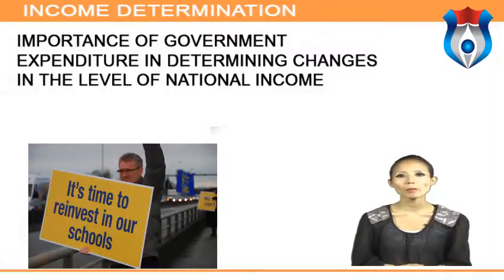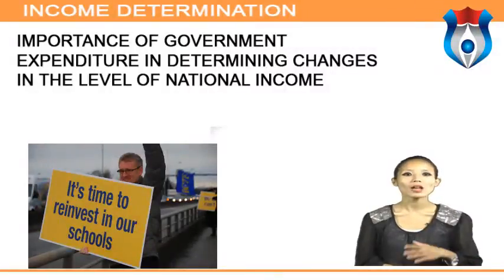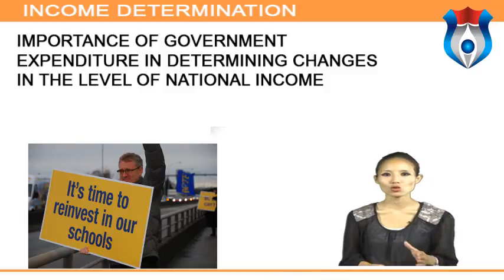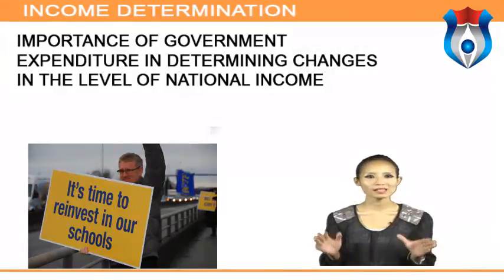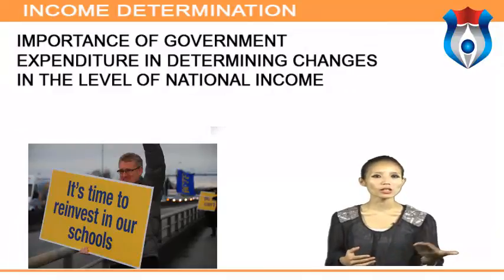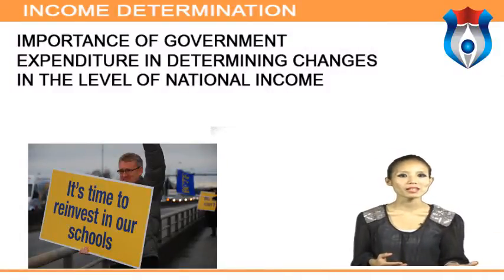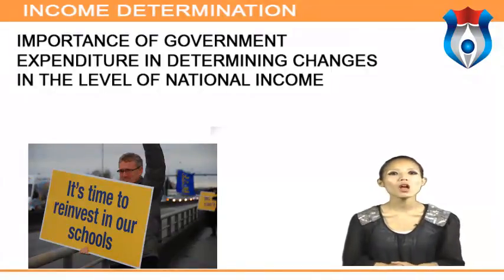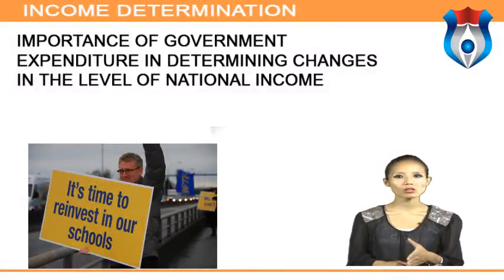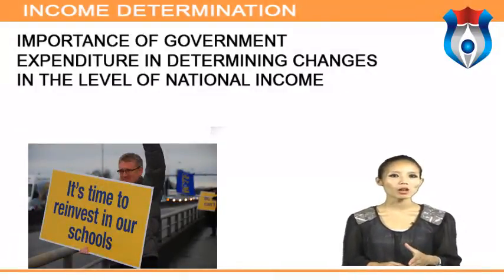Moving towards the last topic in this chapter, we will study the importance of government expenditure in determining changes in the level of national income. National income comprises the value of all goods and services produced over a given period, usually a year, within a country, which represents the standard of living. Government expenditure is one of the components of the equation for calculating national income: Y = C + I + G + X - M.